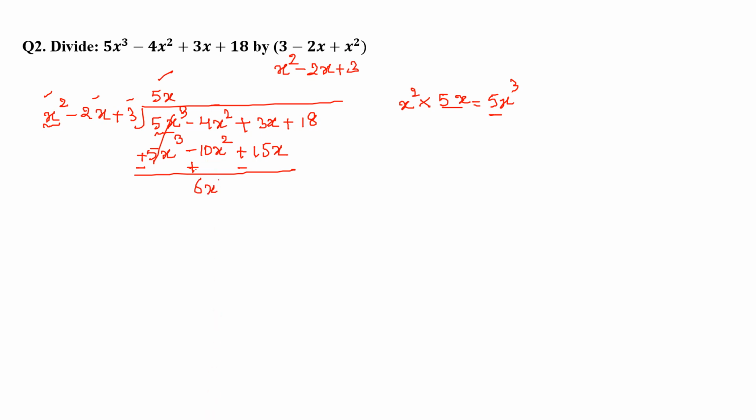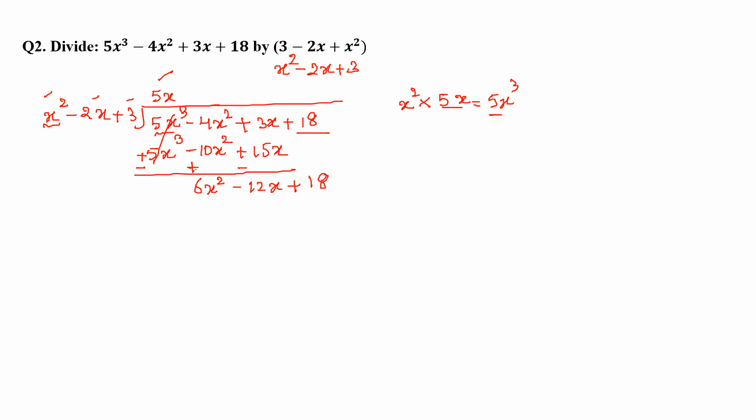So I have to write it over here. And then 3x minus 15x will give me minus 12x. And in the dividend now plus 18 is left out. So I have to write it here. So now this remainder will become my new dividend. And again I have to follow the same step.